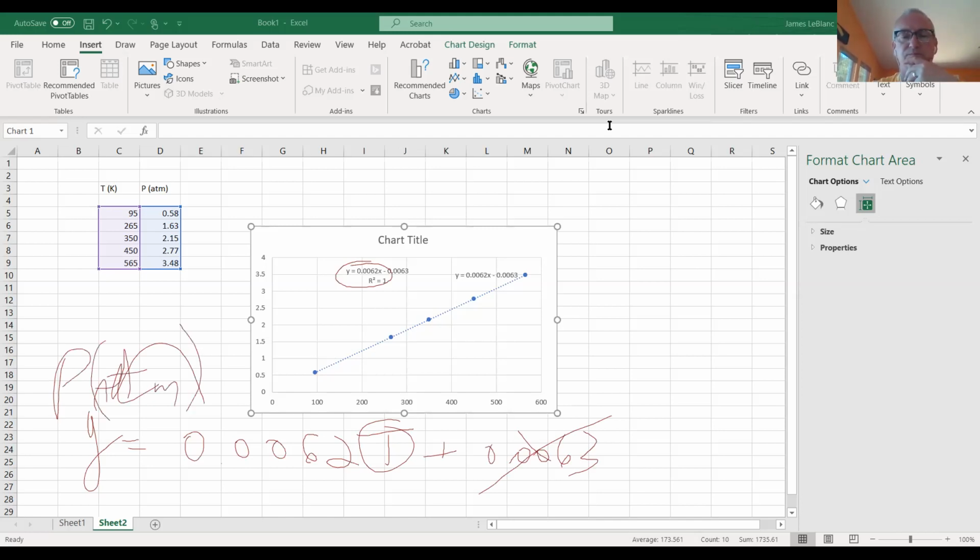Okay? Your slope may be slightly different depending on, let's see, if the gas is different, maybe the slope is different. That is possible. But yeah, go ahead.